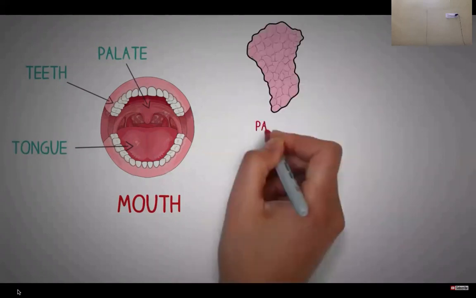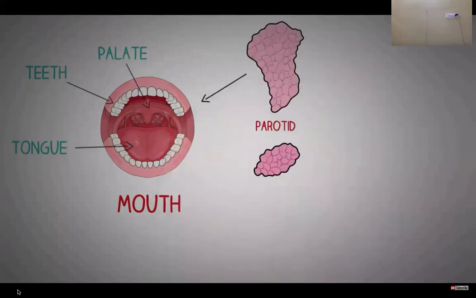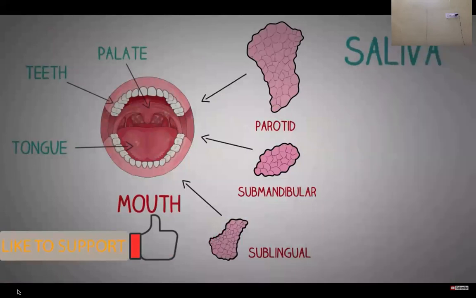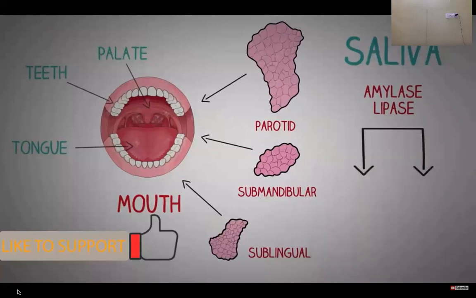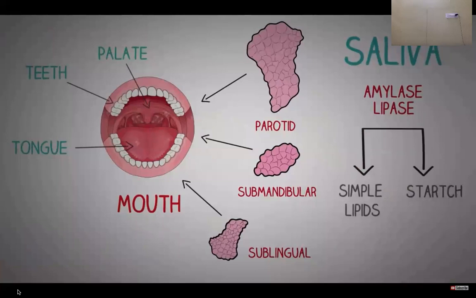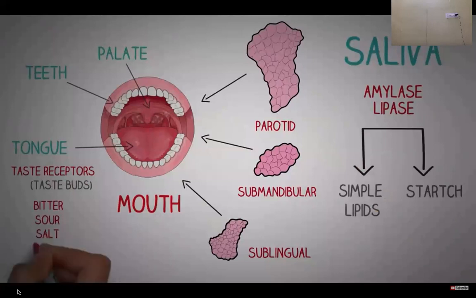The parotid gland, the submandibular gland, the sublingual gland, and also many minor salivary glands. The saliva contains two important enzymes, the amylase and the lipase, which help to start the digestion of starch by breaking it into smaller sugars and fats into simple lipids. The tongue also contains thousands of taste receptors contained in structures known as taste buds. These give the information about the four basic tastes.